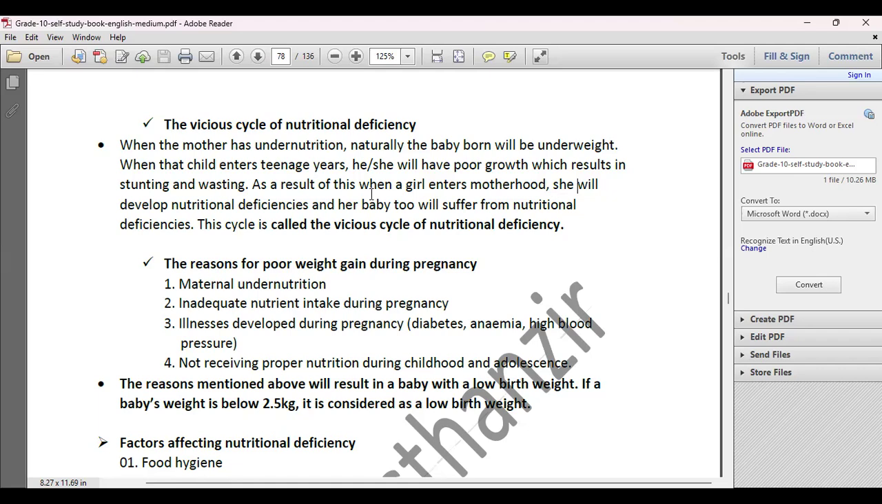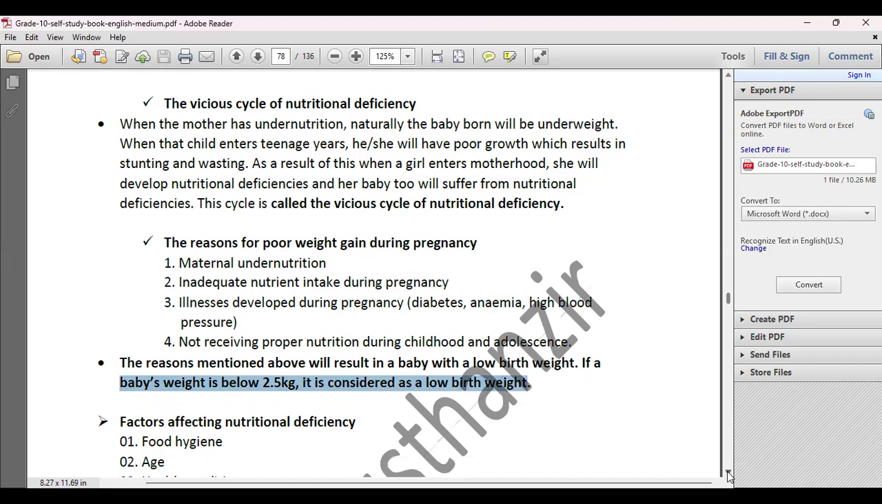Then write a star mark next to the vicious cycle you drew. This point you want to write: if a baby's weight is below 2.5 kilograms, we call it low birth weight. Low birth weight means if it is below 2.5 kilograms, it is considered a low birth weight.